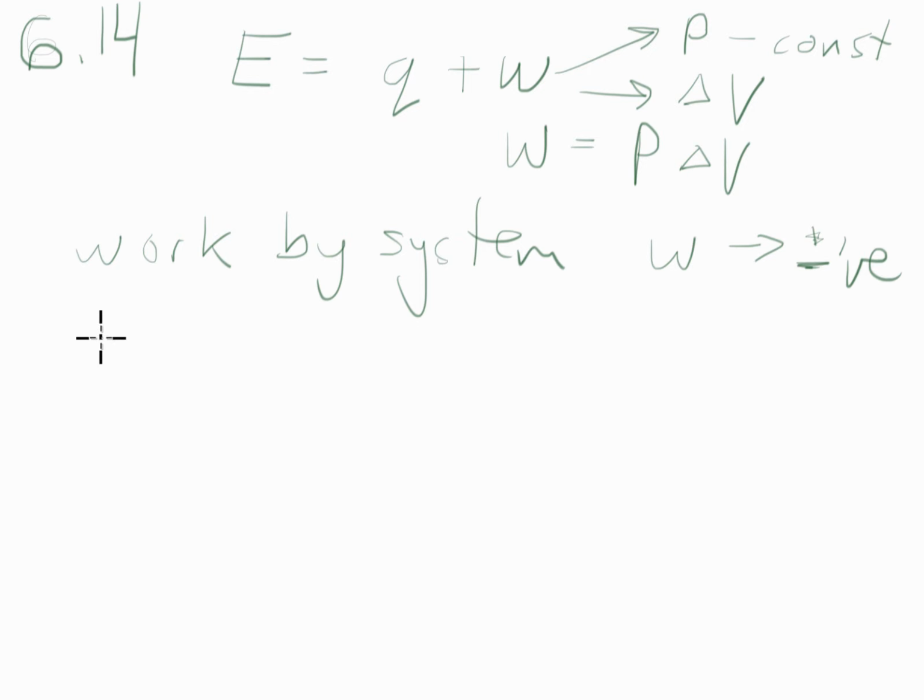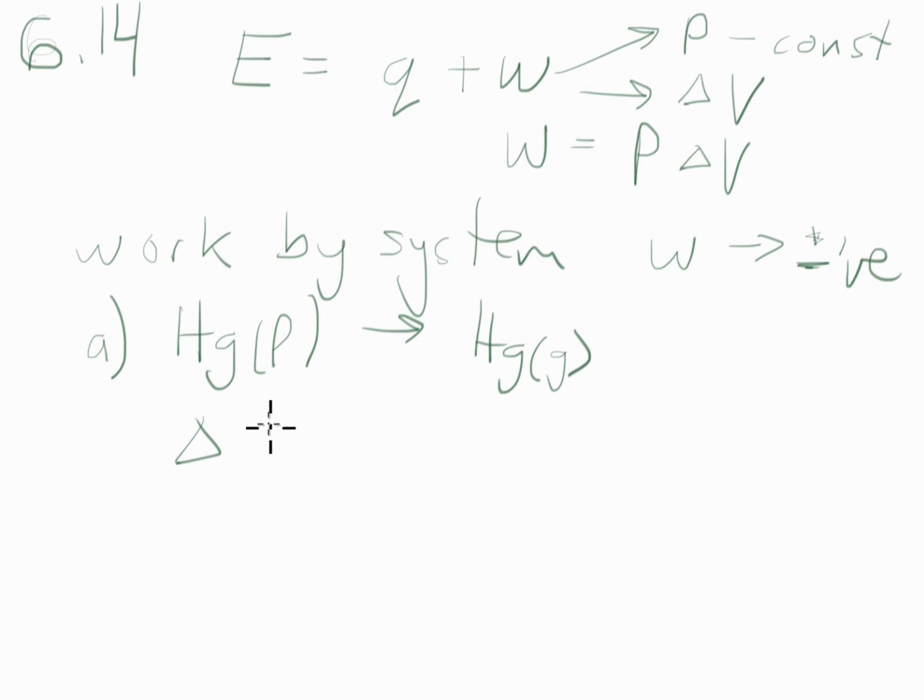So if we look at part A, we have mercury going from a liquid form to mercury vapor. All right, and you wouldn't want to be around when this happens. Mercury vapor is quite toxic. So if you go from a liquid to a gas, in this case you're going to have delta V is positive. All right, and this means that the system is going to do work.